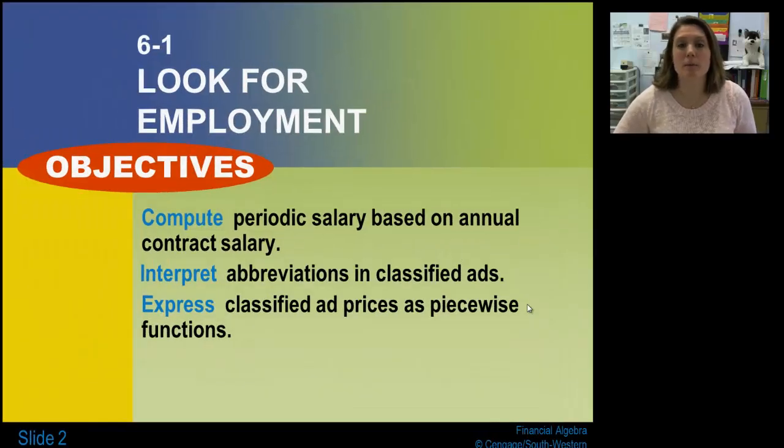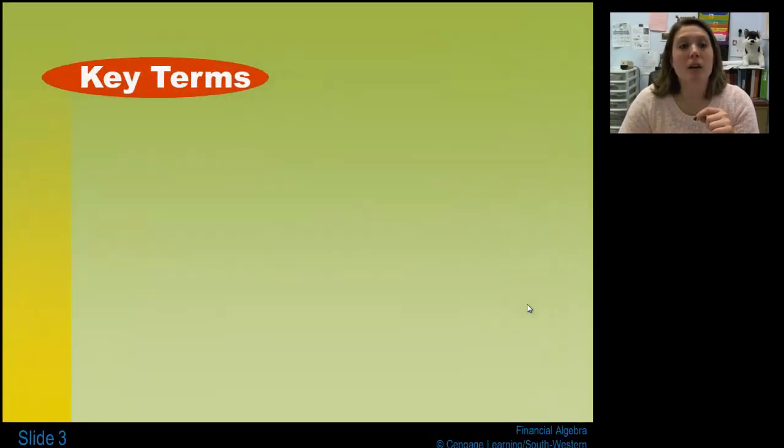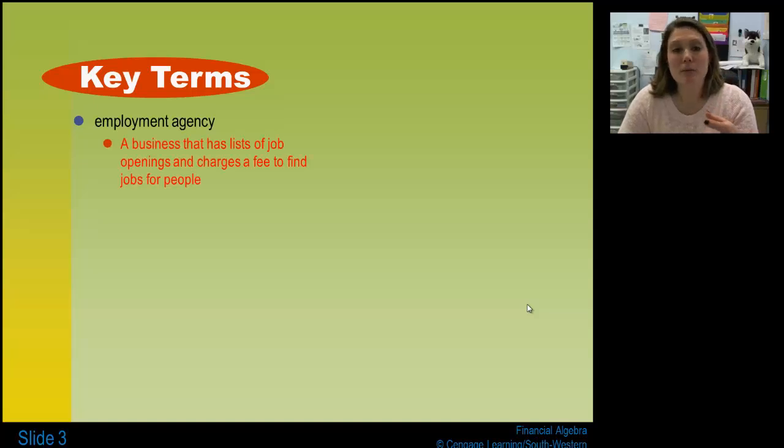What we're going to do with this one is compute periodic salary based on annual contract salary, interpret abbreviations in classified ads, and express classified ad prices as piecewise functions. We've already done piecewise functions, so this will be a review of those. Our key terms: employment agency. This is a business that has listings of jobs, and they charge a fee to help you find a job.